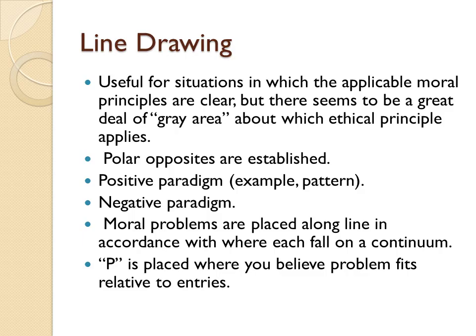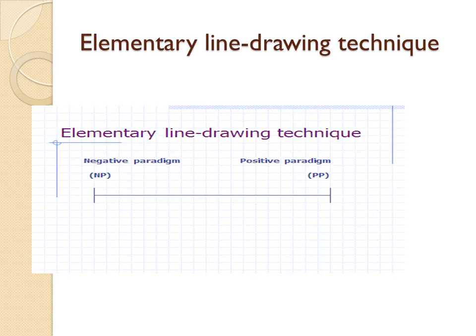P is the place where you believe the problem fits relative to entries. So P, you can say, is your decision. If you think that the positive paradigm is an acceptable solution, then you will be placing P towards the positive paradigm, or if you think negative paradigm, then you will be placing it towards the negative paradigm. We shall see all these points in the next slide. Now here we have elementary line drawing. We draw this line, and one side is negative paradigm, short form NP, and the other side is positive paradigm, short form PP.